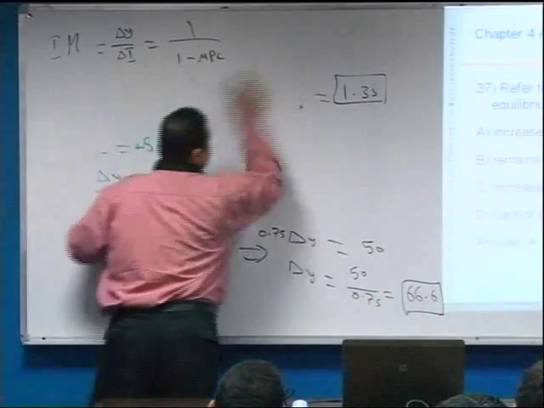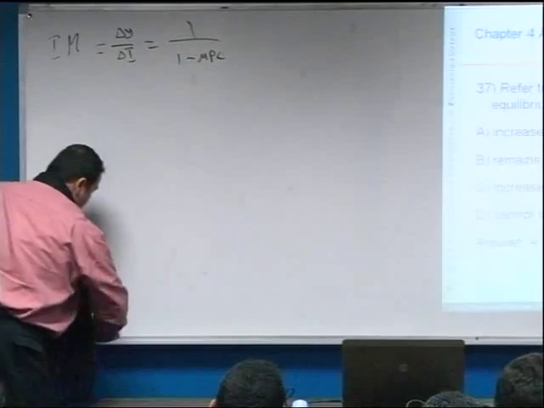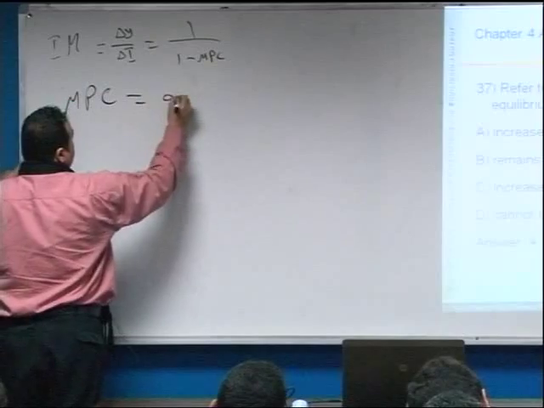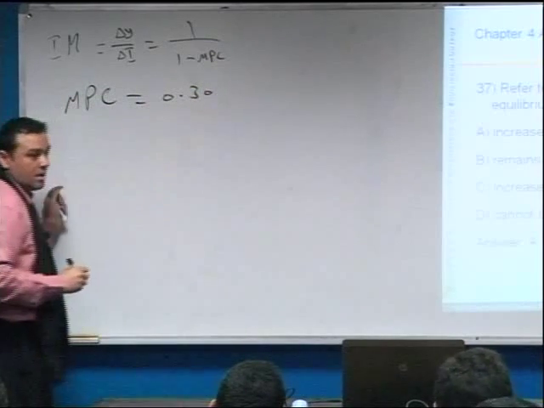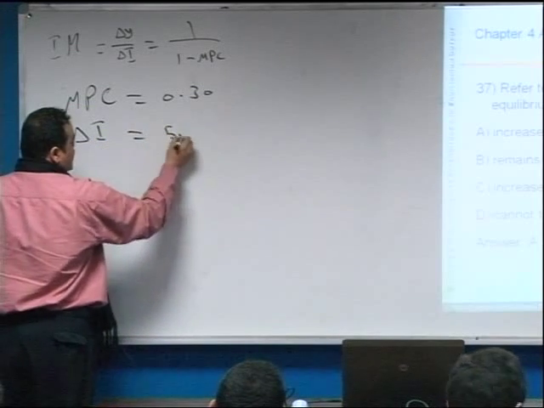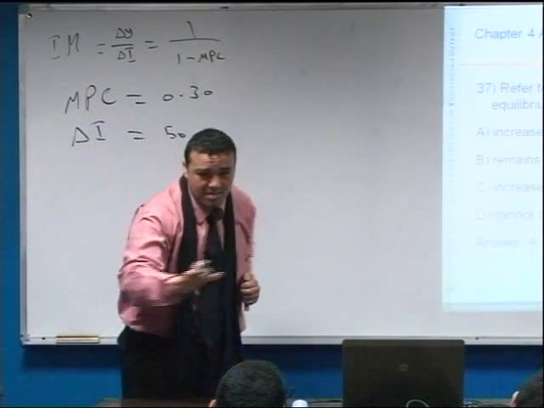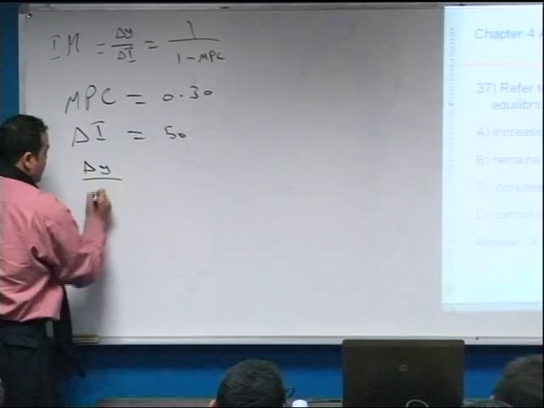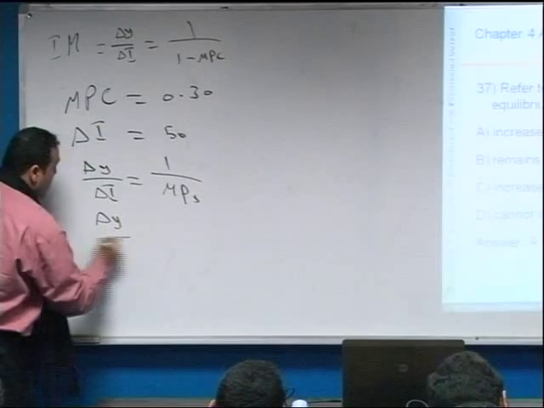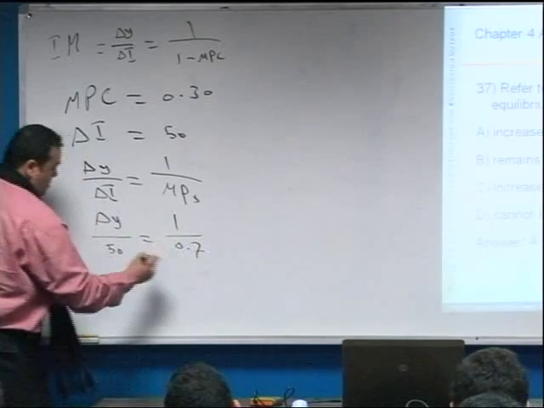Here, our assumption is we have an increase in the marginal propensity to consume, MPC increased to 0.30, right? And the planned investment increased by the same amount, 50. Calculate the change in the aggregate income. The same idea: delta Y over delta I equals 1 over MPS. So delta Y over delta I, 50, equals 1 over 0.70.